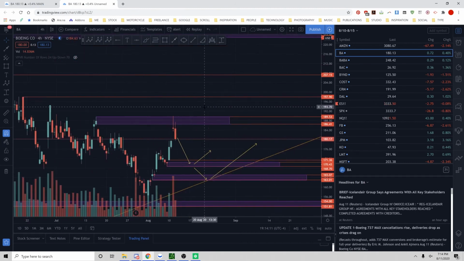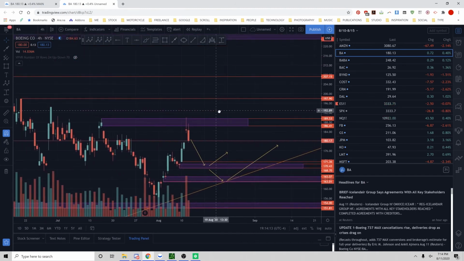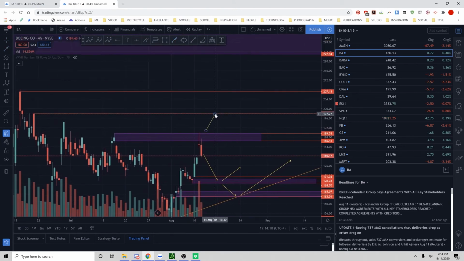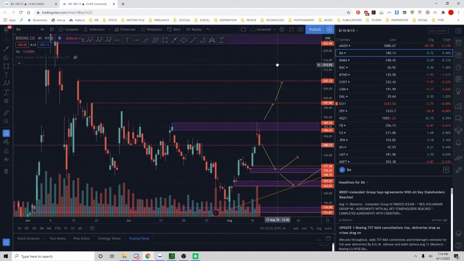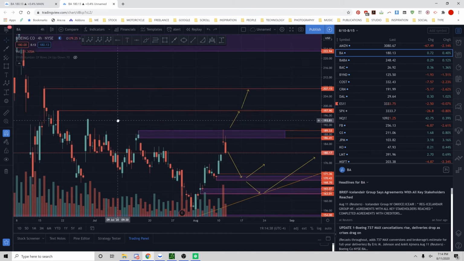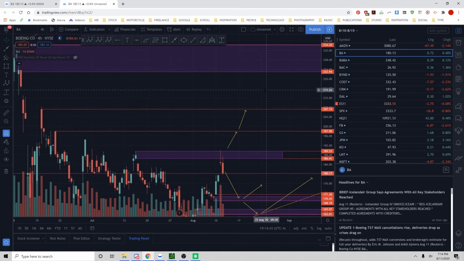So above, if BA can make a higher high, I'd imagine next stop would be this as a resistance point, and this as a resistance point. For me, I wouldn't think this is too much, just because we're so close to 200. I feel like they would just push us right over there. And especially if we were to get over this high, I'd imagine there are some strong buyers. And I would just imagine that we would get a push to 207.15.